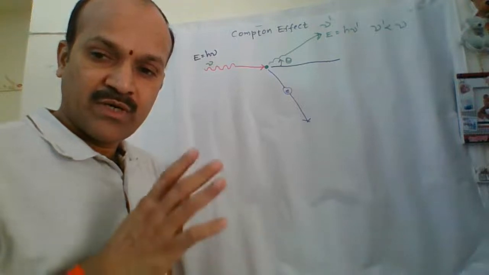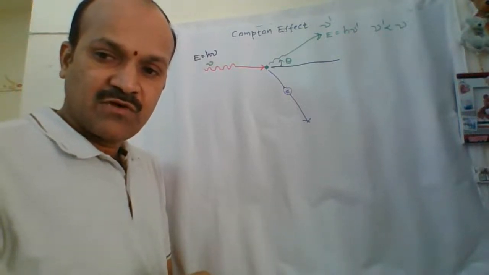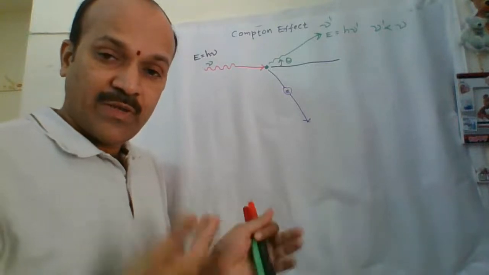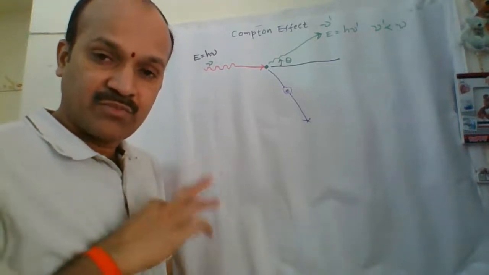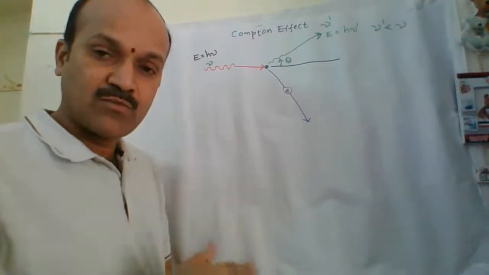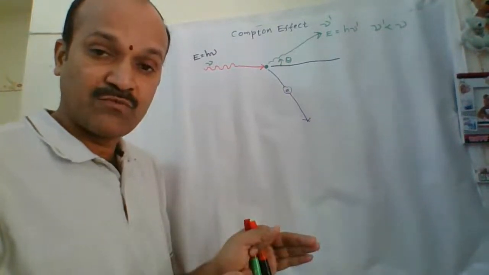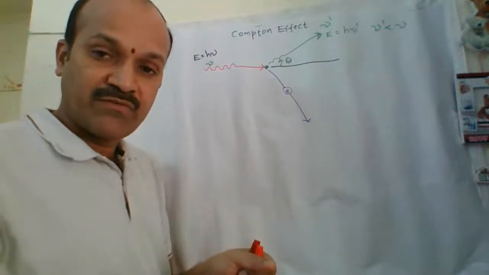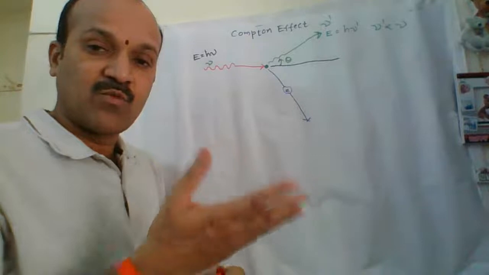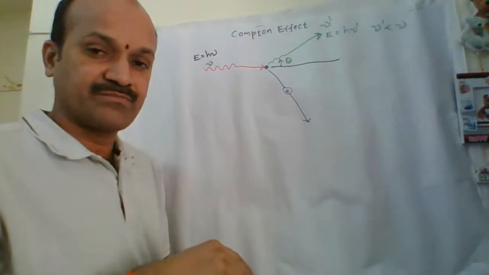Clear? Total momentum before collision is equal to total momentum after collision. How many particles are there? One is a photon, one is an electron. Only two things are there. Initial momentum of photon, initial momentum of electron. After collision, final momentum of photon and final momentum of electron. Okay.